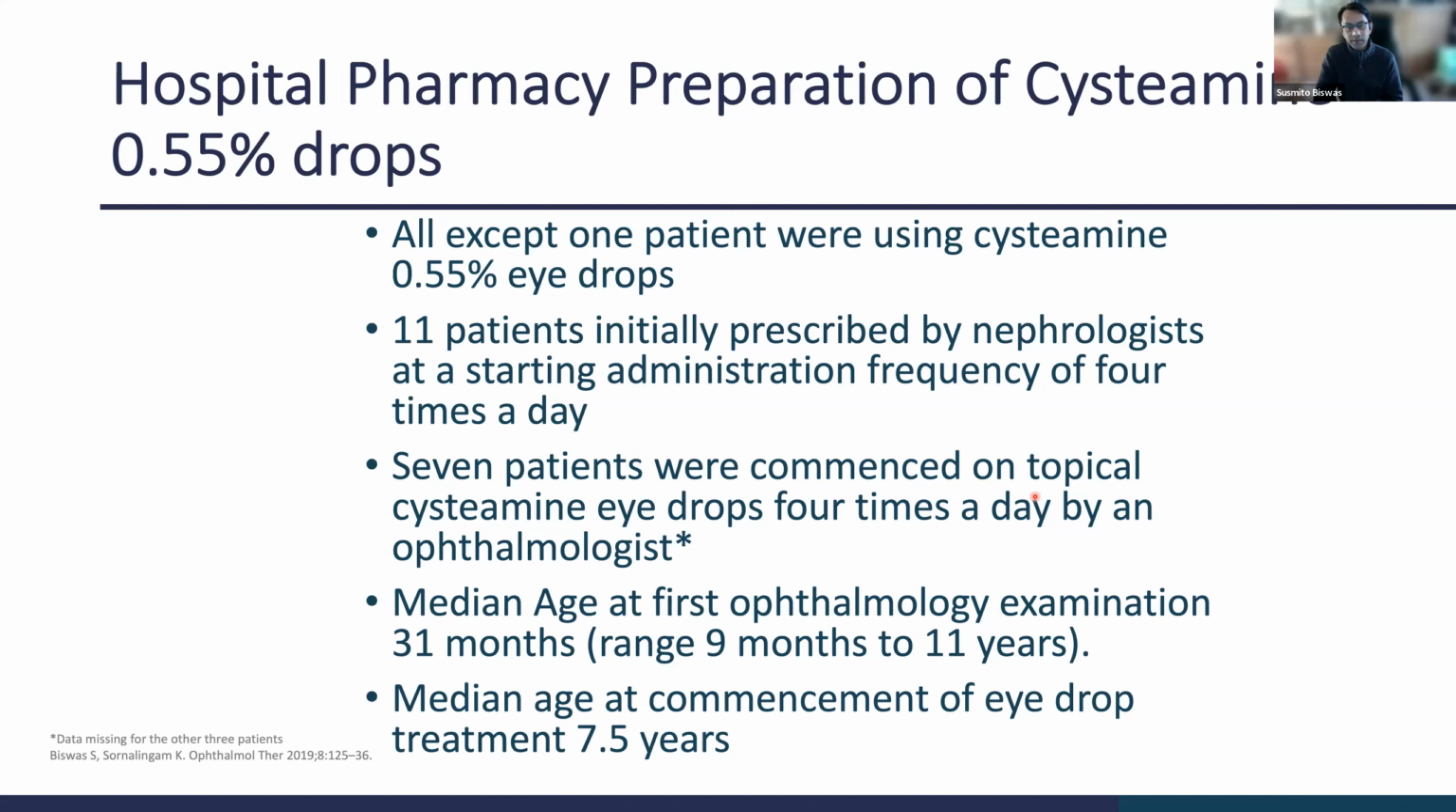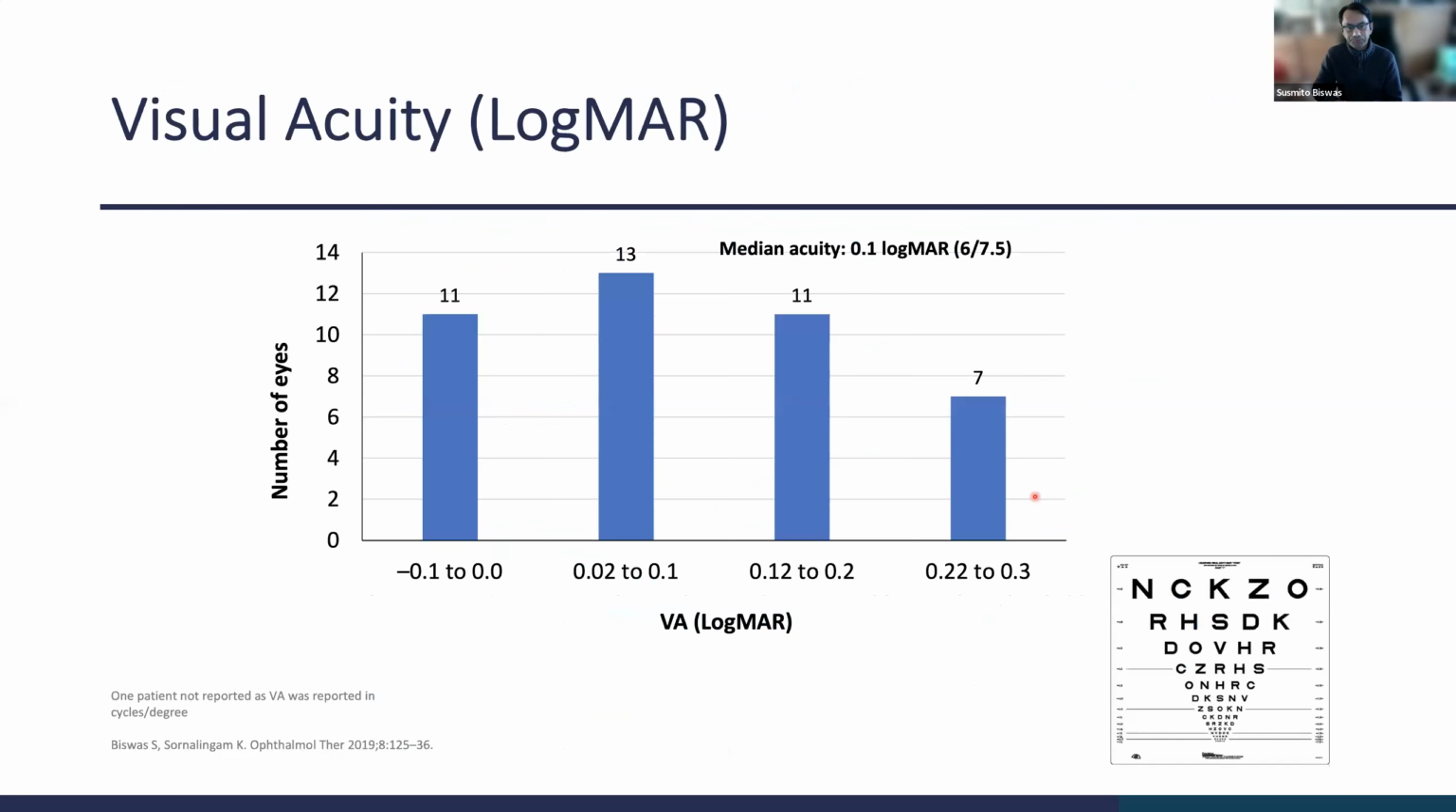And then 7 patients were commenced on the treatment 4 times a day by ophthalmologists. And we tended to prescribe these quite a lot later in the onset of the disease. So the median age at commencement of eye drops was around 7.5 years. So this is quite a delay.